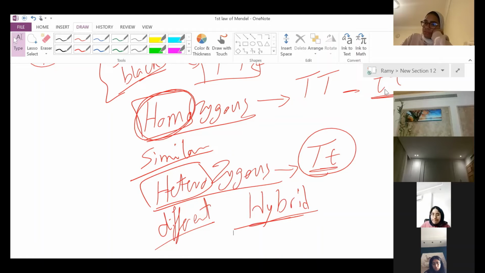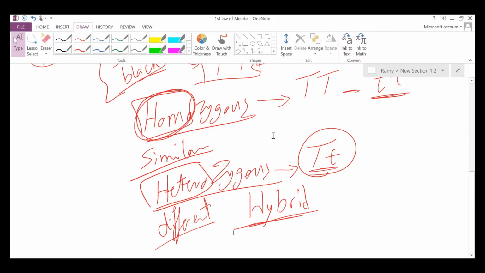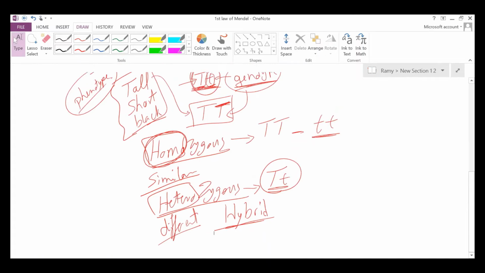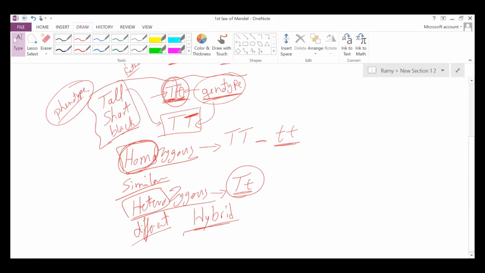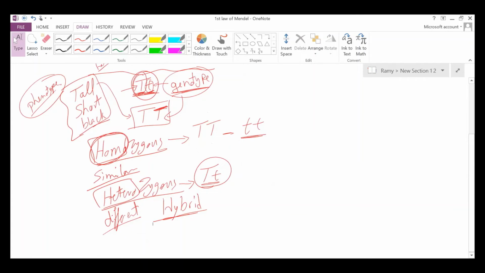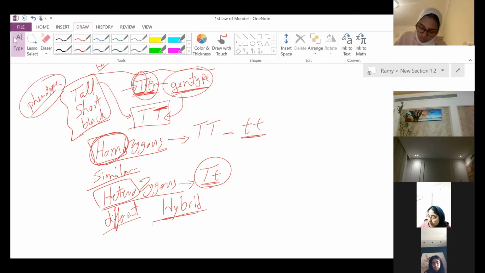Do we have any question now about dominant, recessive, homozygous, heterozygous, phenotype, and genotype? Do we have any confusion about all of these? In general, we use all of these things in all laws. Phenotype, genotype, homozygous, heterozygous, that's something common for any law.